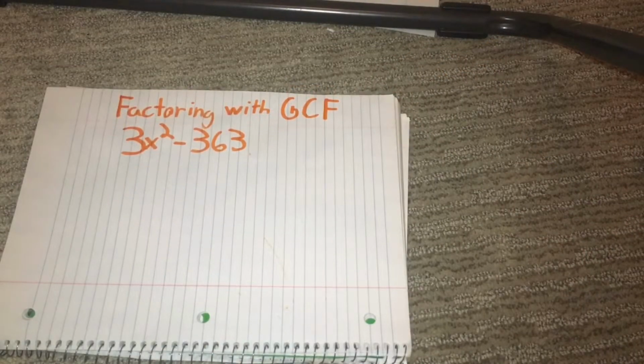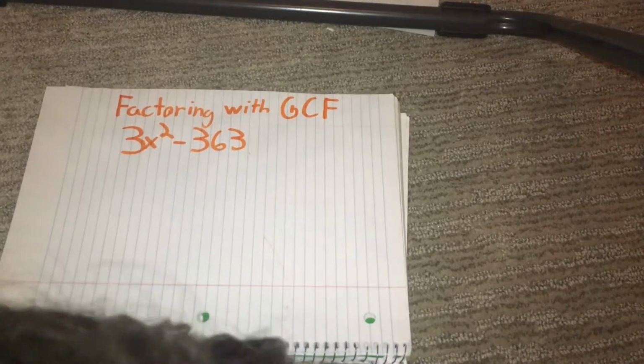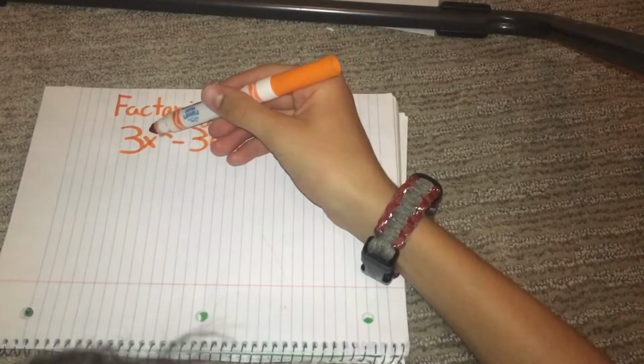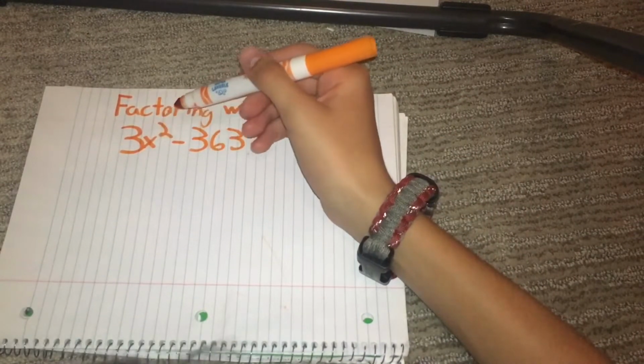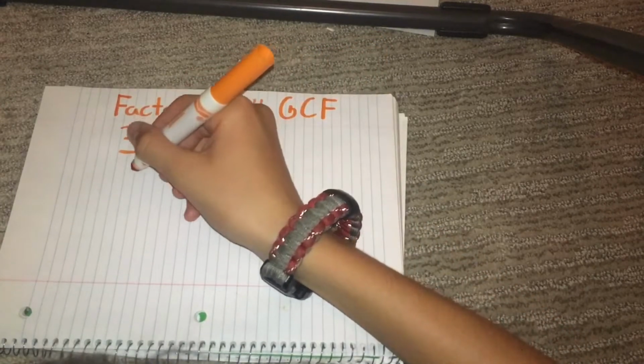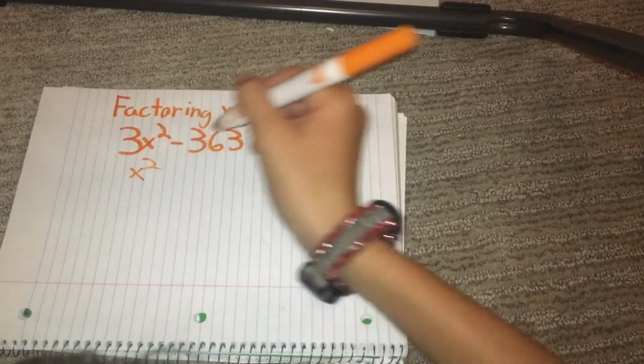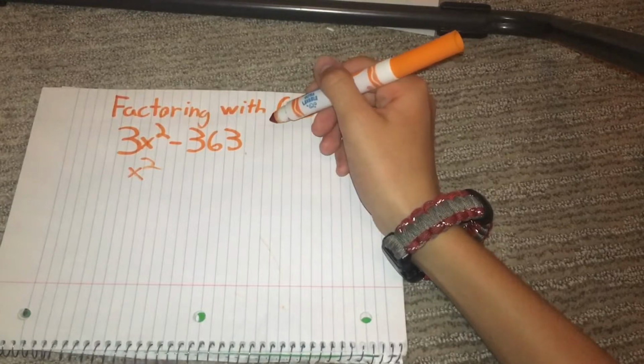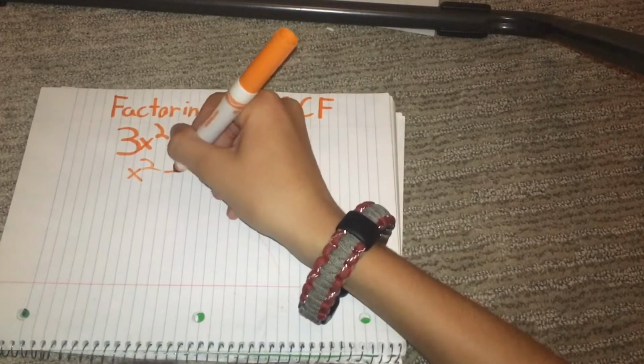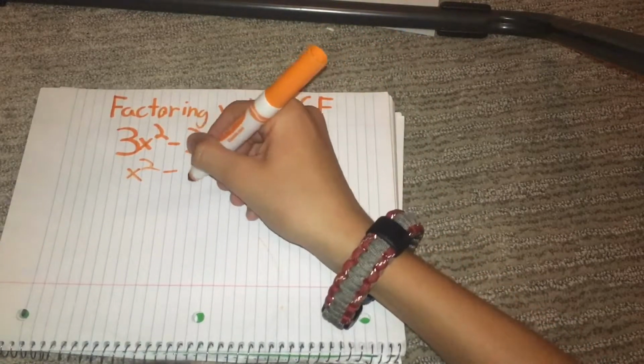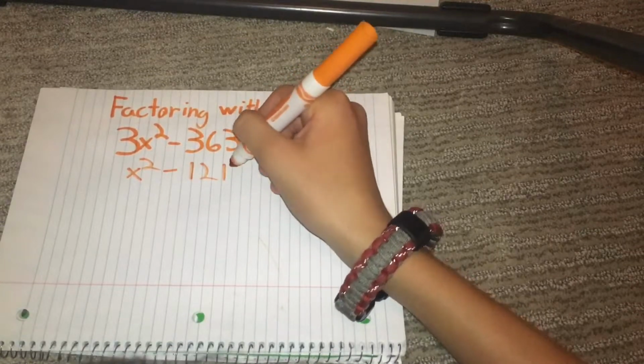Hi, it's James again. Now we're factoring using the greatest common factor. When doing that, you do exactly what the title says. You use the greatest common factor. Now, it looks like the greatest common factor is 3. Let's see what we get. When we divide 3x squared by 3, we get x squared. And when we divide 363 by that, we get 121.